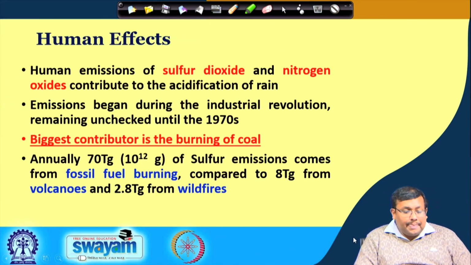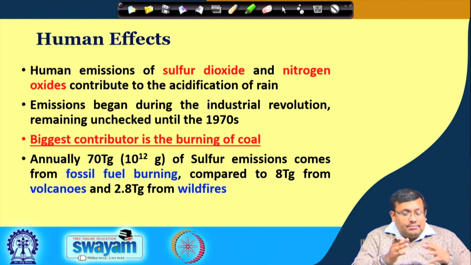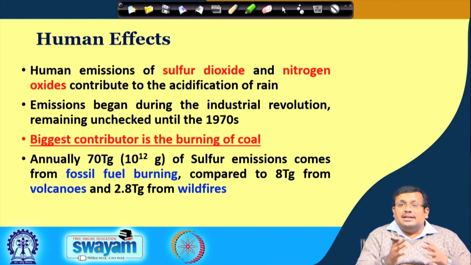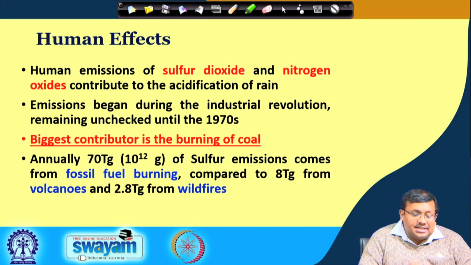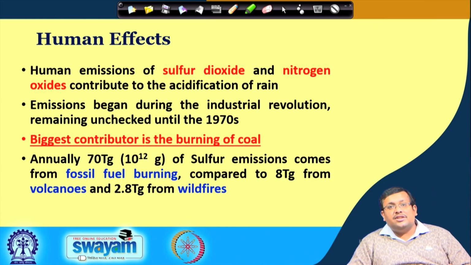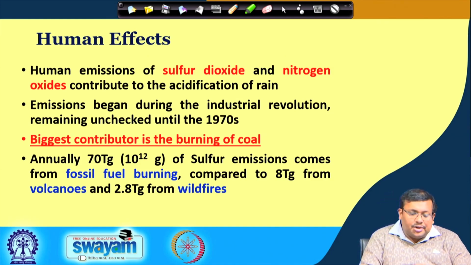acid rain. Now, what role do humans play in this whole process of acid rain? Well, human effects are very important while considering acid rain, because human emissions of sulfur dioxide and nitrogen oxides contribute to the acidification of the rain. Whatever sulfur dioxide and nitrogen oxides are generated into the atmosphere due to different types of burning of fossil fuels, these are all anthropogenic processes.